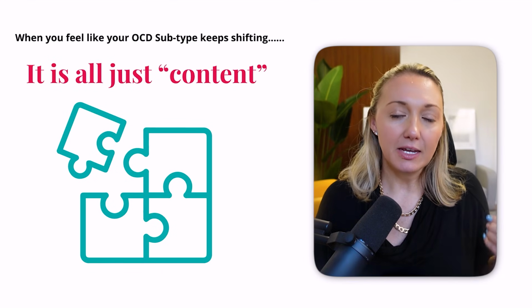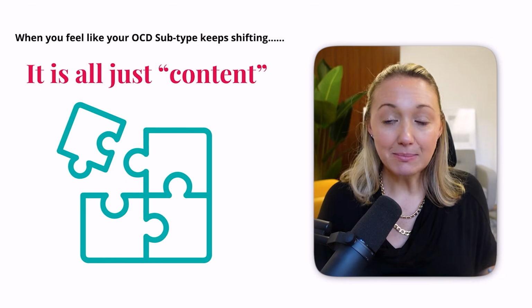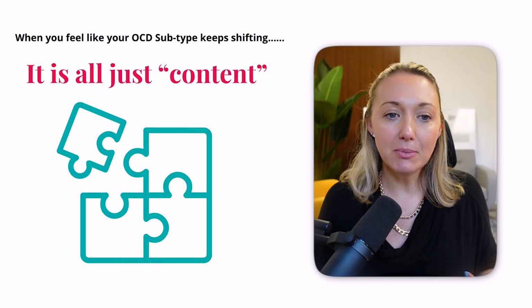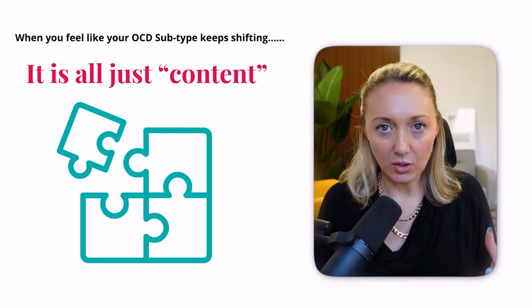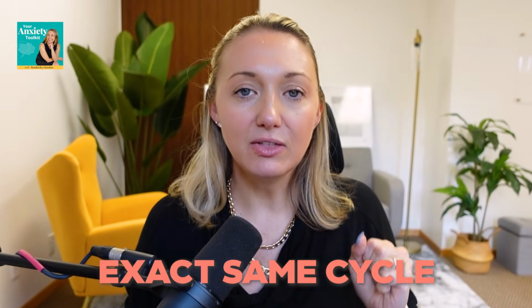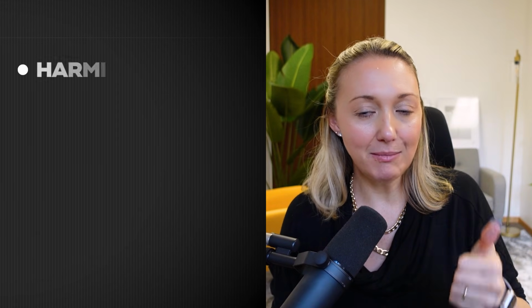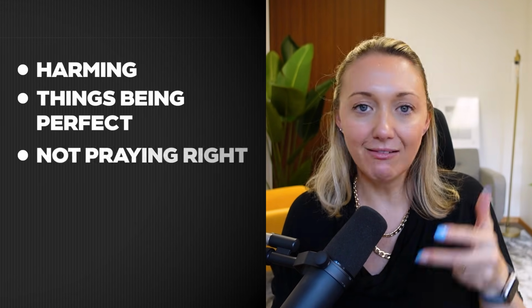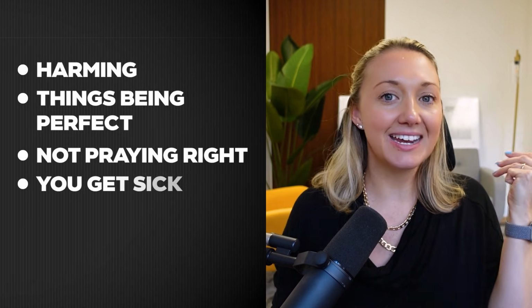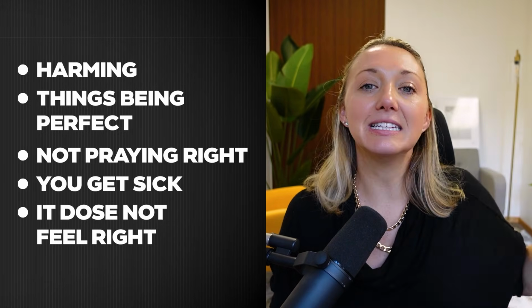When you feel like your OCD subtype keeps shifting, you have to remember it's all just content. Go back to that OCD cycle. Every single subtype has the exact same cycle. The only thing that changes is the content of the obsession. Maybe you're having intrusive thoughts about harming, or maybe you're having intrusive thoughts about things being perfect or not praying right, or that what if you get sick, or it doesn't feel right. Like, the list goes on.